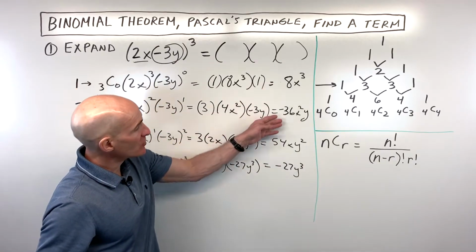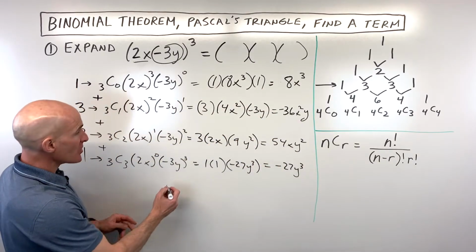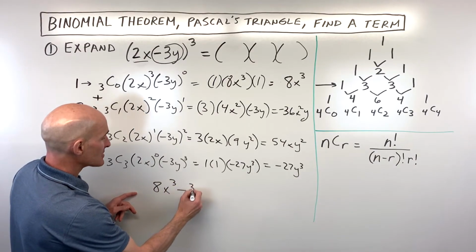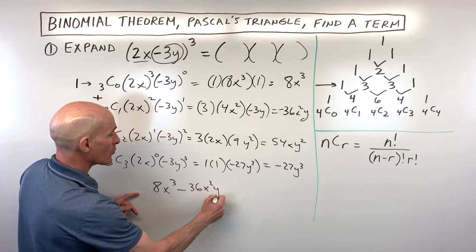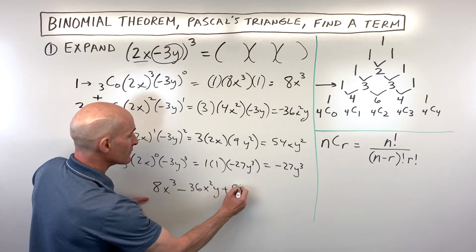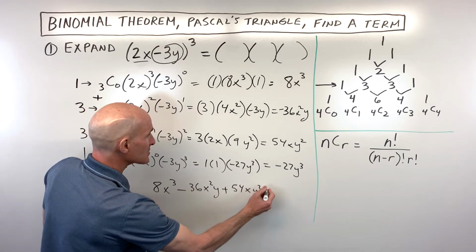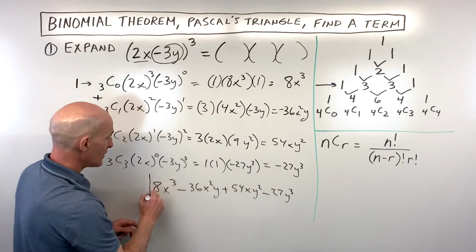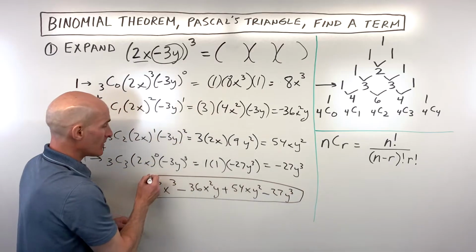So all these terms are going to be added together, so our final result is going to be 8x to the third minus 36x squared y plus 54xy squared minus 27y cubed. And you've expanded it, and that's it.